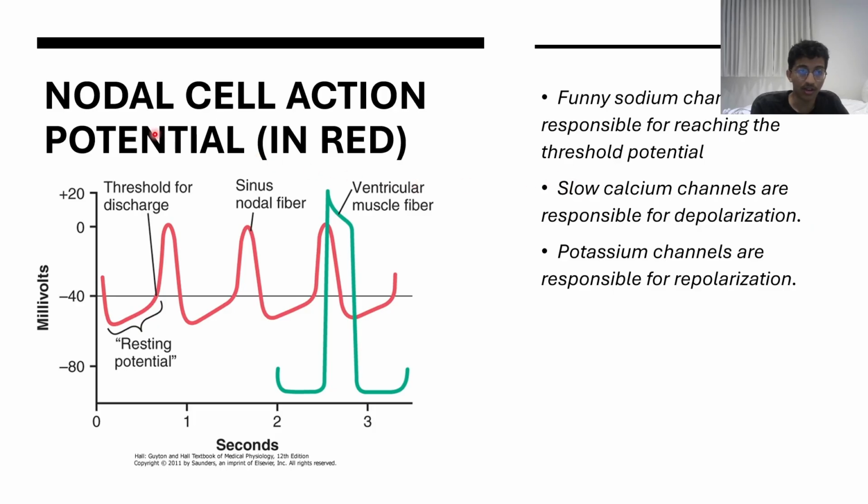Now, we want to explain the different phases in the nodal cell action potential. Like I said, funny sodium channels are responsible for reaching the threshold potential, which is about minus 40 millivolts. And then for the depolarization, we have slow calcium channels. These are responsible for the depolarization of nodal cells. And then for repolarization, we have potassium channels. They allow the nodal cell to repolarize and go back to its resting potential, so it can generate a new action potential again. It never stops, remember.